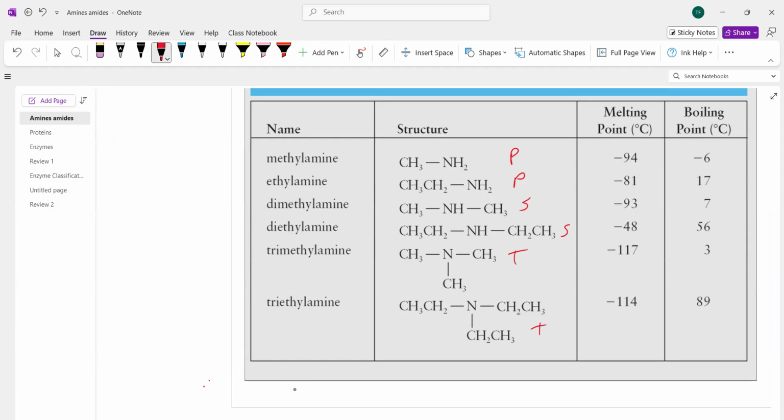This is a secondary one. Notice if we compare these two, the molar mass is the same. What's different is this is a secondary, this is a primary. So the primary is going to have more IMFs than the secondary. Hence, its boiling point is higher.